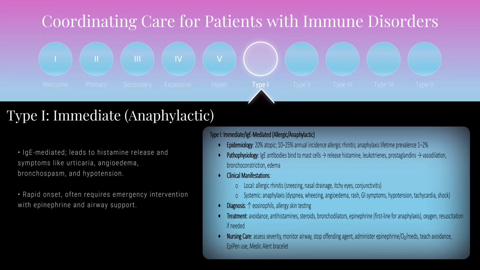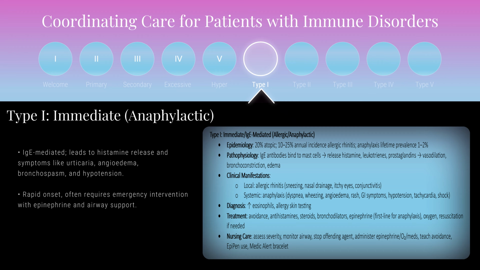So you see the type 1 has the epi, patho, clinical manifestation, diagnostics. We'll see the increase in eosinophils, allergy skin testing. The treatment is to avoid, antihistamine because with allergy, steroids, epinephrine, oxygen. So always you think about ABC.